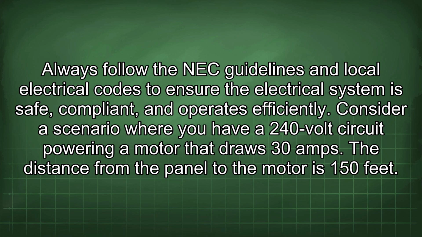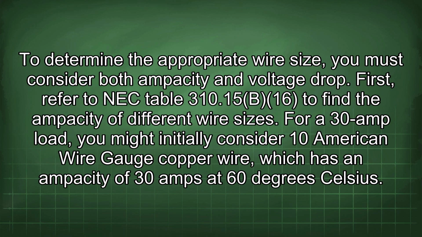Consider a scenario where you have a 240-volt circuit powering a motor that draws 30 amps. The distance from the panel to the motor is 150 feet. To determine the appropriate wire size, you must consider both ampacity and voltage drop.